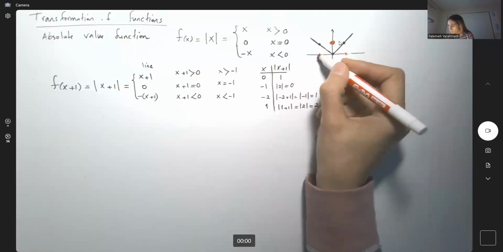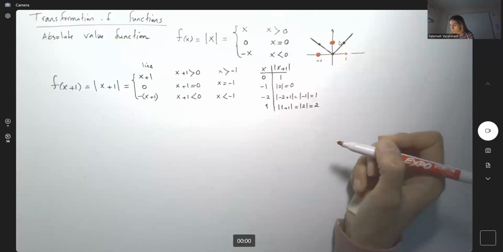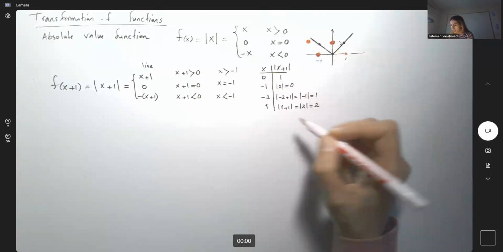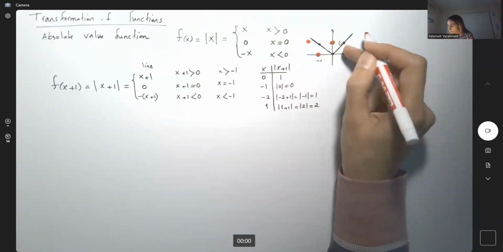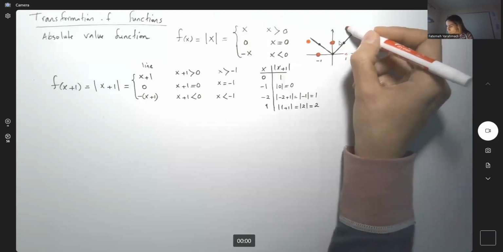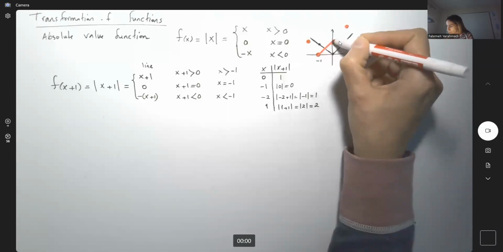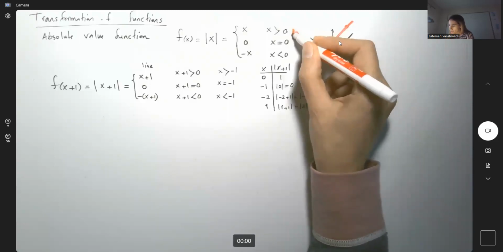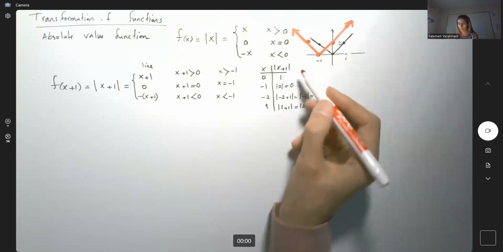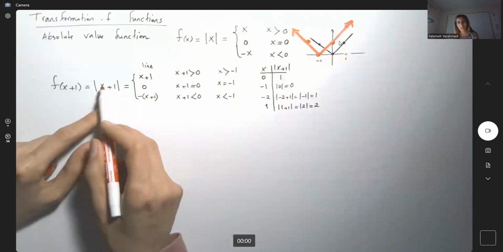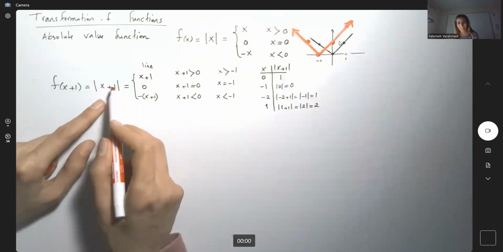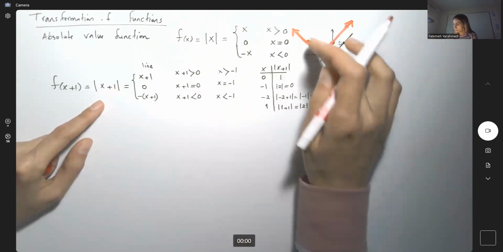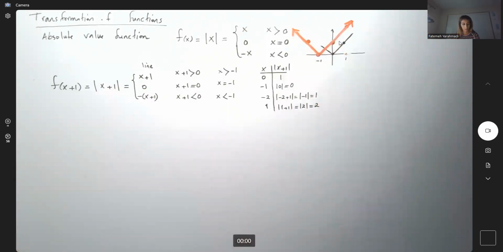So this is negative 1 and 0. Negative 2 and 1. So here. And when x is 1, you get a 2 back. This point is just right up here. So if I connect these together, as we expected, we have a shift to the left-hand side. Adding a positive number to my x causes a shift to the left. Perfect.